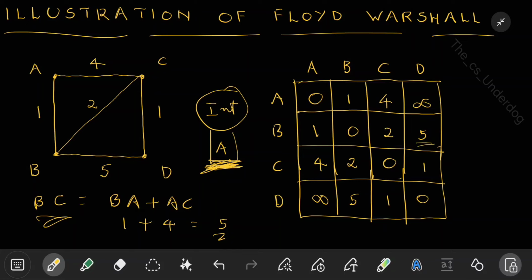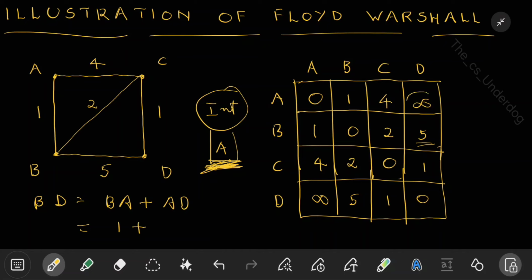So I'll keep the existing value, which is 2. What about BD? For BD, if I go through A, it will be BA plus AD. BA's value from here is 1, plus what is the value of AD? AD is infinity here, right? So 1 plus infinity will give me a total of infinity only. So 5 is better than infinity, because of which I will keep 5 as it is, right?